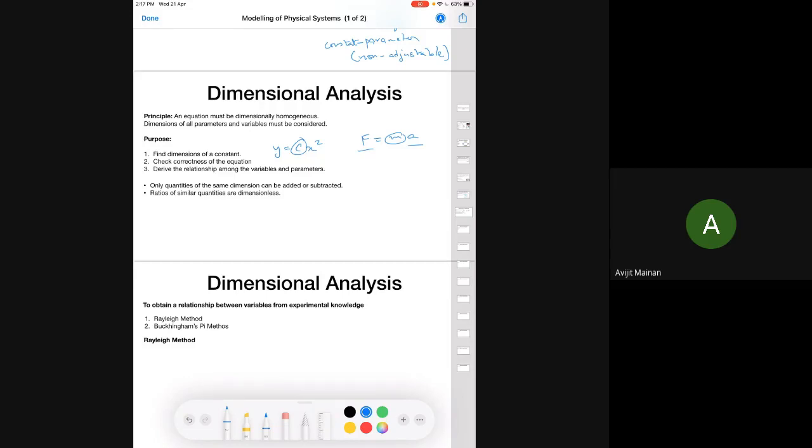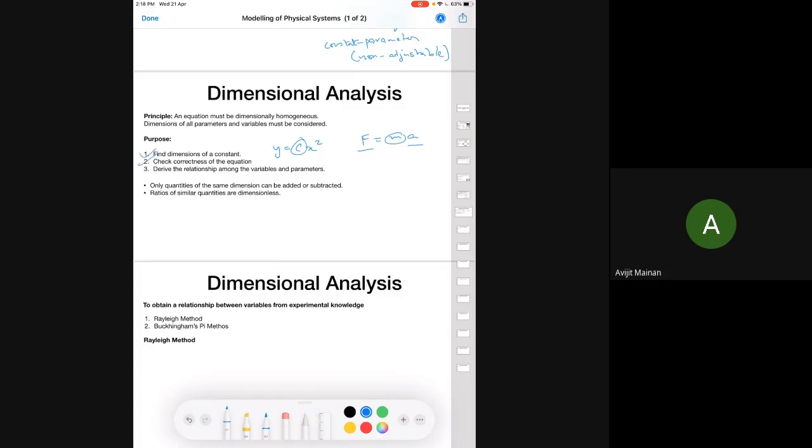Then check the correctness of the equation. This is also something you can always do. So if you have derived an equation, you can match the dimensions of the left and right, and most certainly they have to match. If they don't match, your derivation is wrong. So this is also doable all the time.